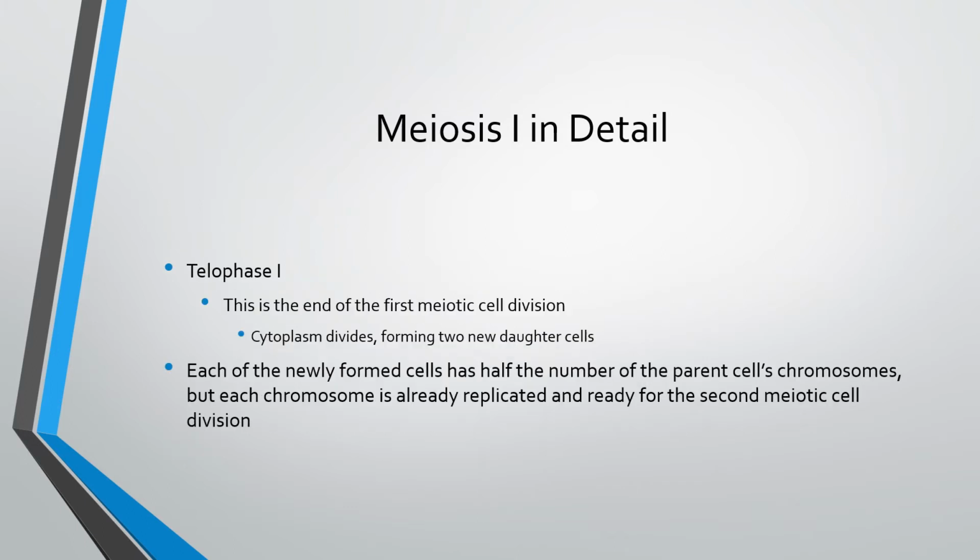Telophase 1. This is the end of the first meiotic cell division. The cytoplasm divides, forming two new daughter cells. Each of the newly formed daughter cells has half the number of the parent cell's chromosomes, but each chromosome is already replicated and ready for the second meiotic cell division.